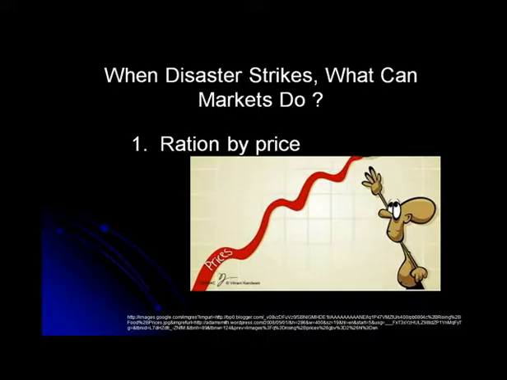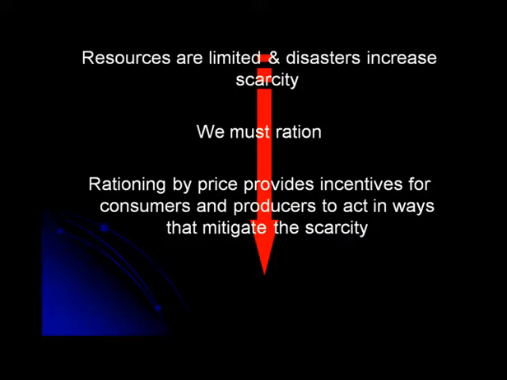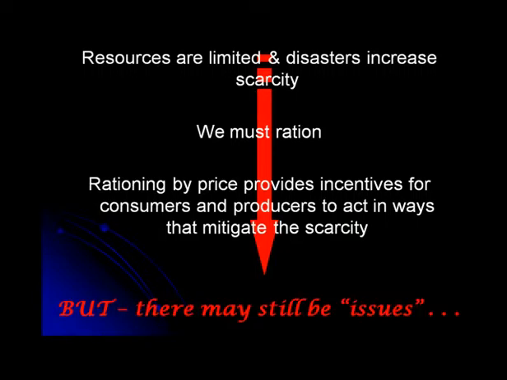To lay it out, here's the process. Disasters increase scarcity. Increased scarcity, whether because of supply shocks, demand shocks, or both, raises prices. Higher prices provide incentives for producers to offer more for sale and incentives for consumers to buy less. The impact of increased scarcity, which we need to remind ourselves is nobody's fault, it's just a reality of the disaster, is thus reduced.